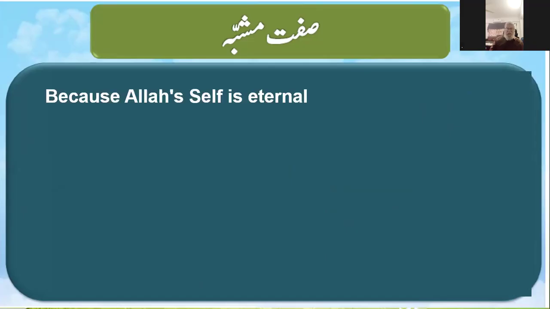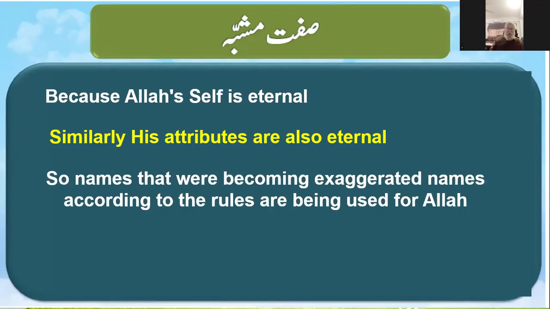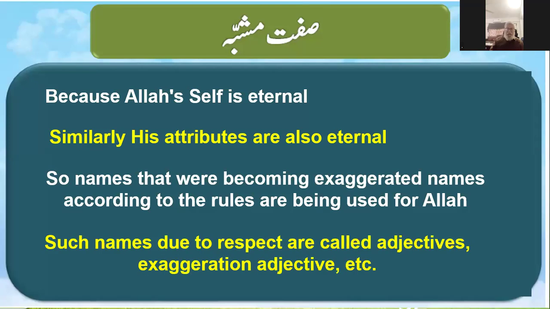Because Allah's self is eternal, similarly His attributes are also eternal. So names that are exaggerated names according to the rules are being used for Allah. Such names, due to respect, are called adjectives, aggregation adjectives.